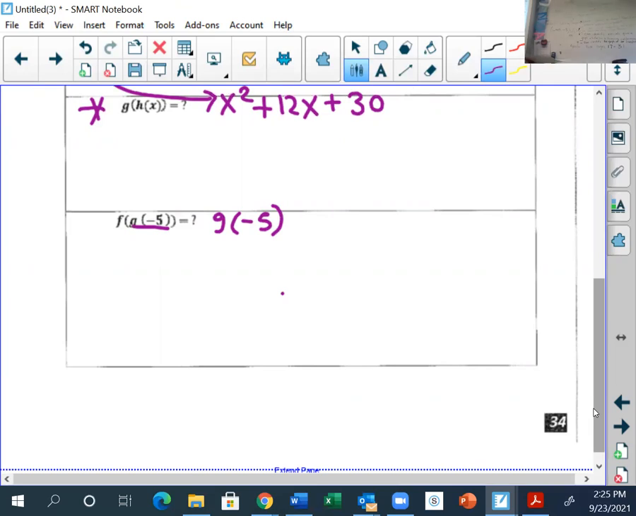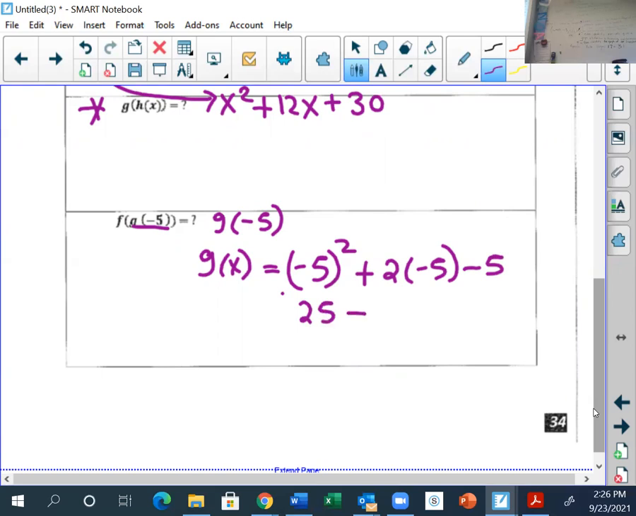Okay, so g of negative 5 is, g of x is x squared plus 2x minus 5, so it's going to be negative 5 squared plus 2 times negative 5 minus 5. Negative 5 squared is 25 positive, minus 10, minus 5, right? Because 2 times negative 5 is negative 10. Negative 10 minus 5 is negative 15, plus 25 is just going to give you 10, right? So now g of negative 5 is 10.